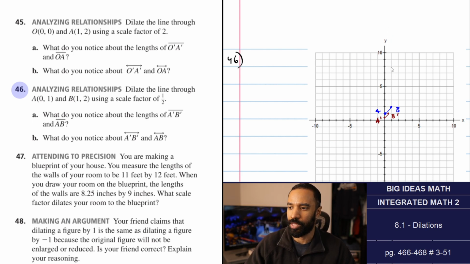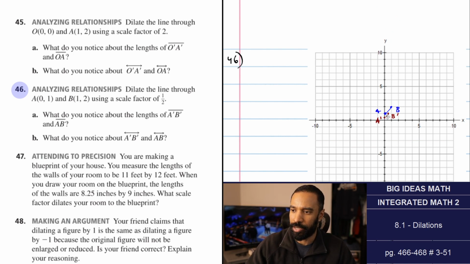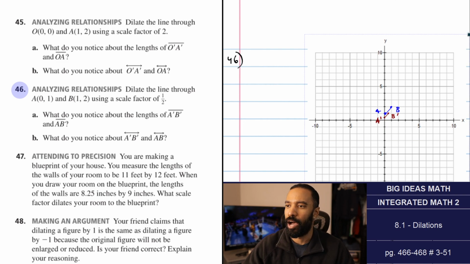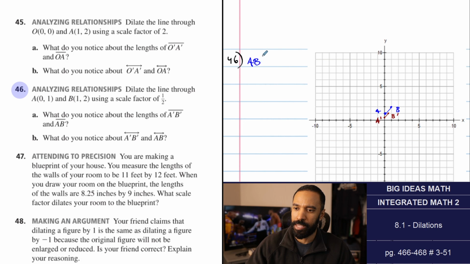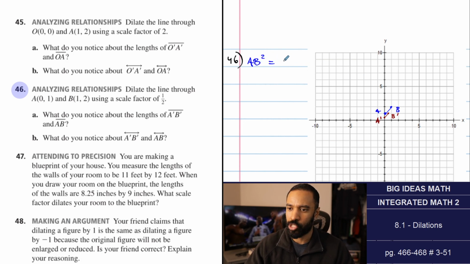Now, I'm not really doing a big distance formula thing here. They are scale factor based things, so there's that. I could tell you exactly what they are. But the length of AB quantity squared is 1 squared plus 1 squared.